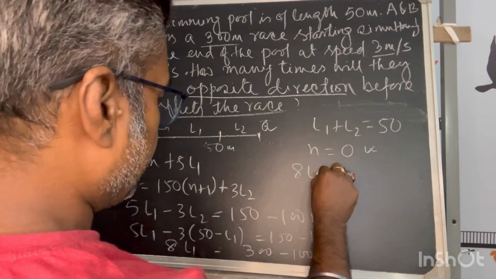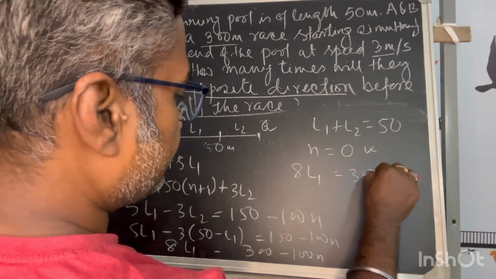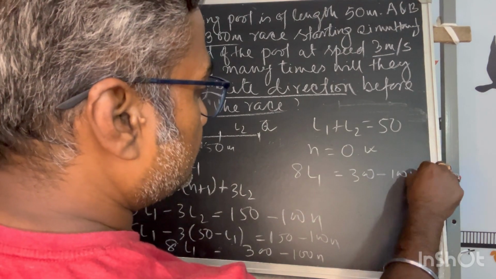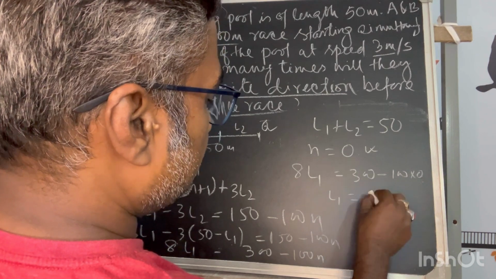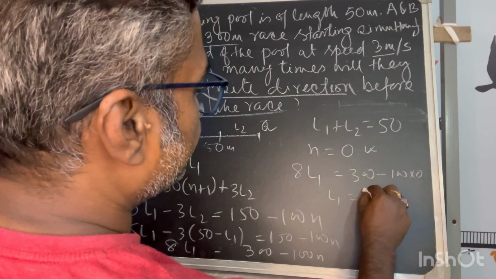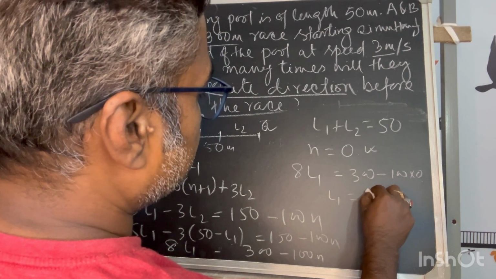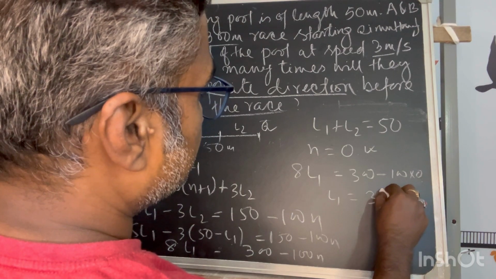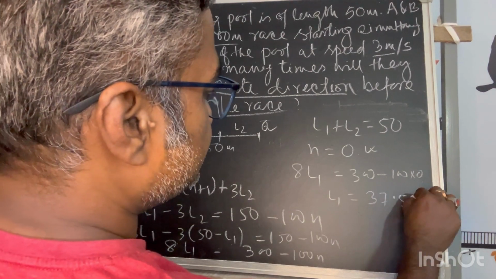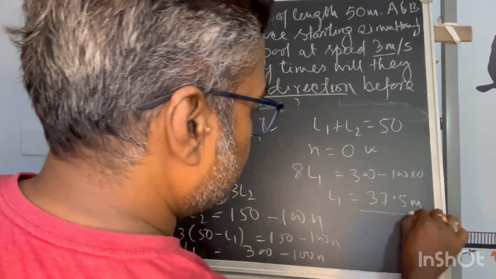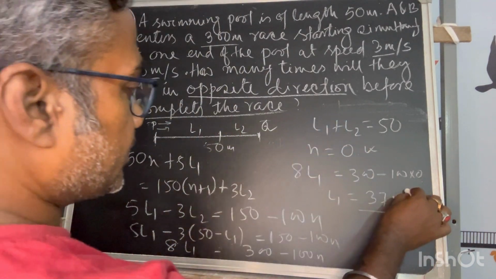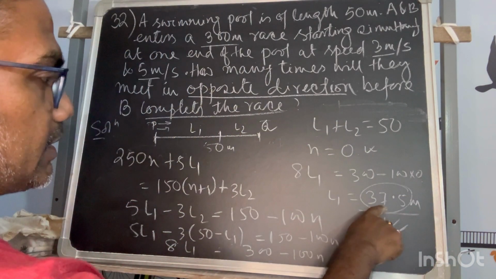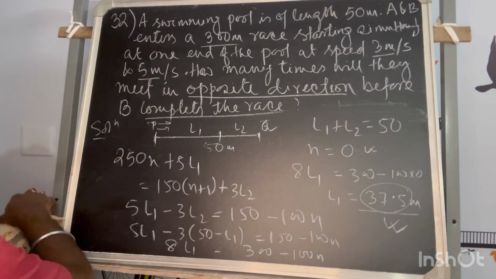So 8L1 is equal to 300 minus 100 into 0. So that means 300. So L1 is equal to 37.5 meter. So this is a real value. This is less than 50. So this can be taken as a solution. So they can meet once here.